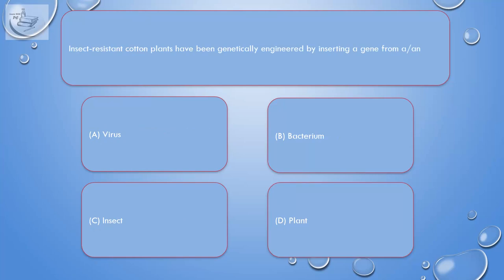Question: Insect-resistant cotton plants have been genetically engineered by inserting a gene from A. a virus, B. bacterium, C. insect, D. plant. Correct answer is B. bacterium.